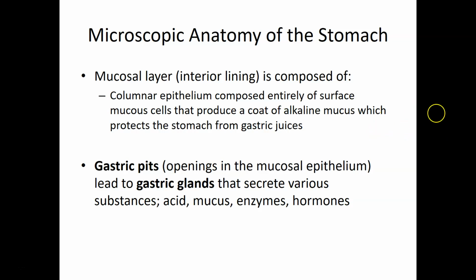Let's focus in on the mucosal layer now. So just to remind you, the mucosal layer is the innermost layer, and that's in contact with material in the stomach. By the way, by the time food gets into the stomach, the bolus that's traveling through the esophagus is going to mix with the juices that are secreted by the stomach.